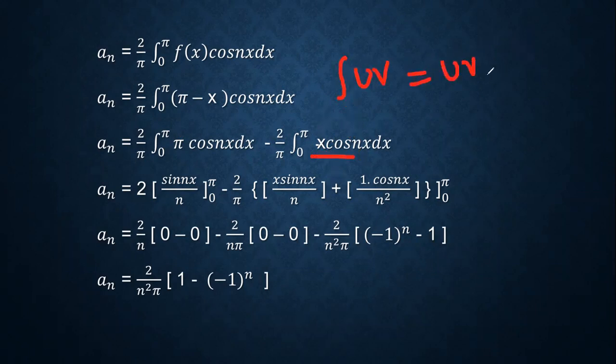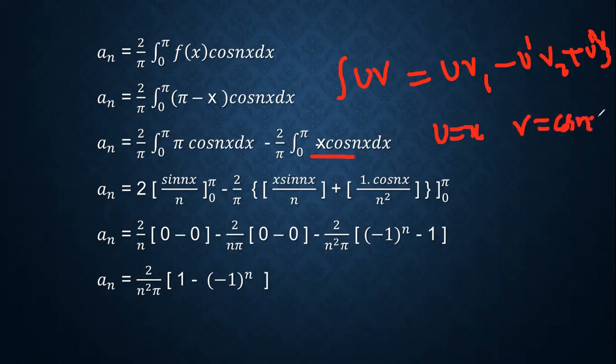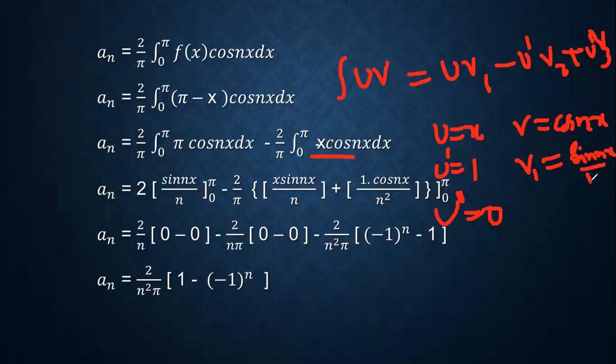So u into v1 minus u dash into v2 plus u double dash into v3. So here, u value will be x, v value will be cos nx. Okay, u dash, differentiation of x, is nothing but 1. u double dash, differentiation of a constant, is nothing but 0. Next is v1, integration of cos nx, which is sin nx by n. Next is v2, integration of sine, that is minus cos nx by n square.